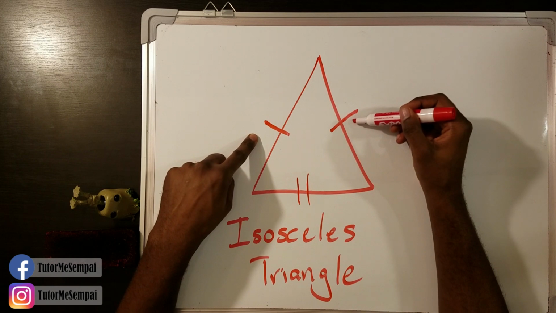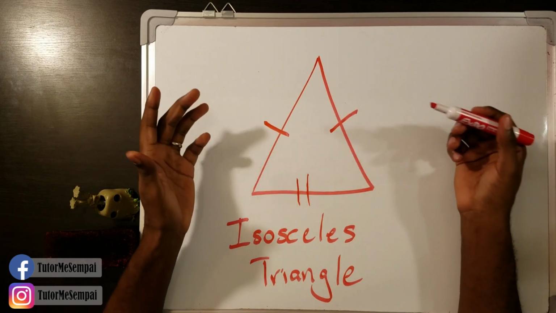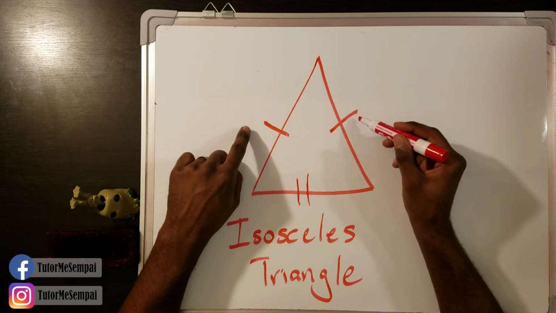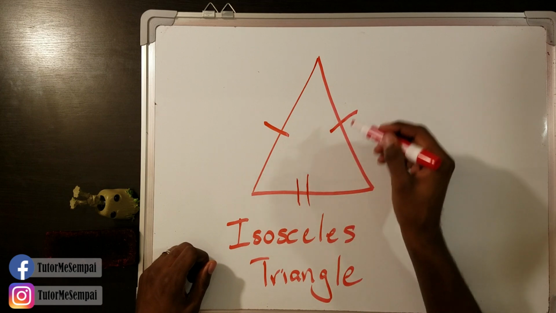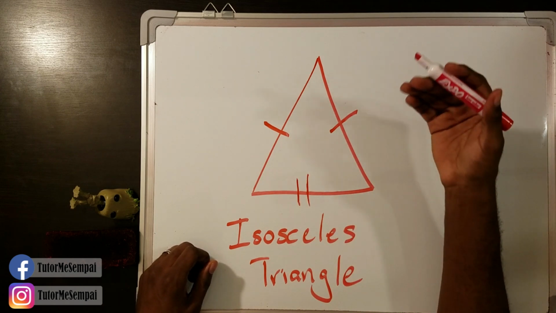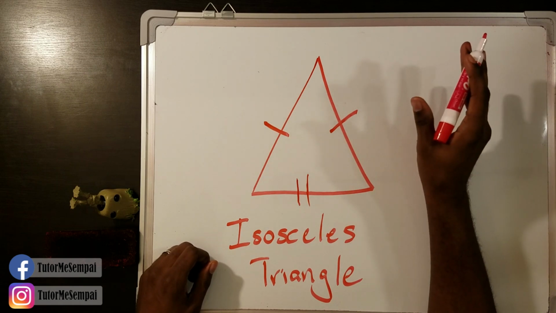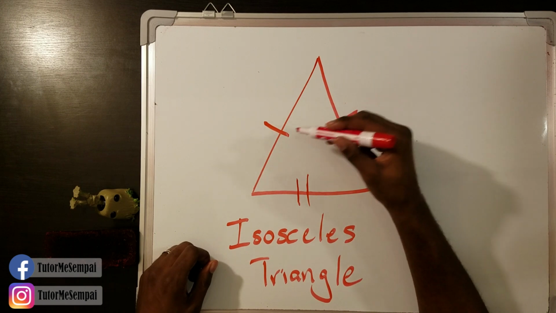So unlike the equilateral where all 3 tick marks are the same, an isosceles triangle has 2 equal sides. These 2 tick marks are the same. This third one is not the same, so it doesn't get the same type of tick mark. So you see here, the difference between an equilateral and an isosceles triangle is an equilateral has 3 equal sides. An isosceles triangle has only 2 equal sides.